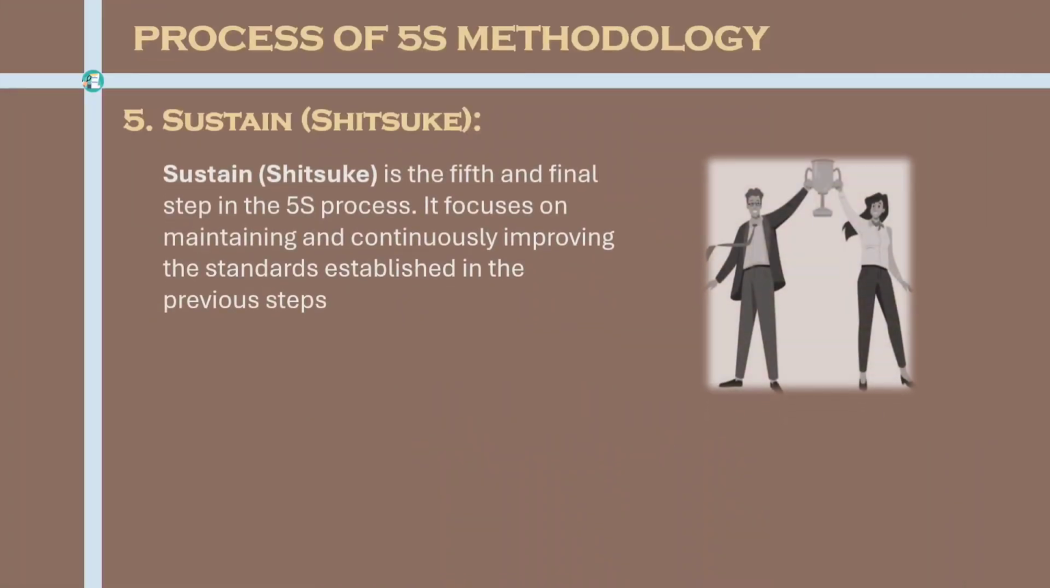Sustain or Shitsuke is the fifth and final step in the 5S process. It focuses on maintaining and continuously improving the standards established in the previous steps. By implementing Sustain, it ensures that the 5S process becomes an integral part of the organization's culture. This step helps in maintaining the improvements made in the previous steps and promotes a culture of continuous improvement. Objectives of Sustain are to ensure long-term success, promote continuous improvement, and foster discipline.